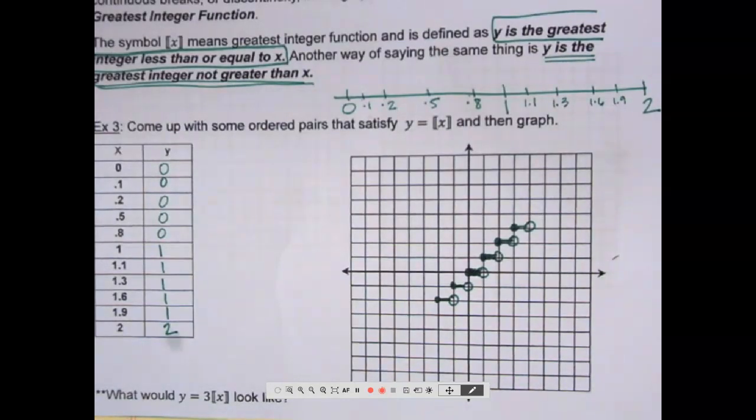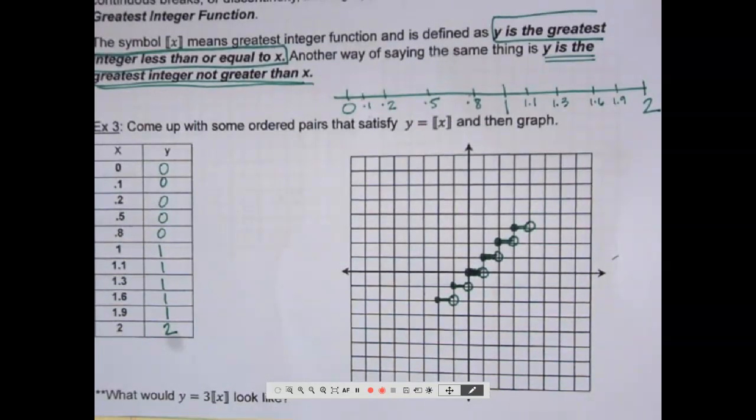Clearly that's discontinuous because it's not connected. I can't graph that without picking up a pencil. Step function is a pretty good name for it, isn't it? It's like little stair steps. Okay, so things that would actually be modeled by this.